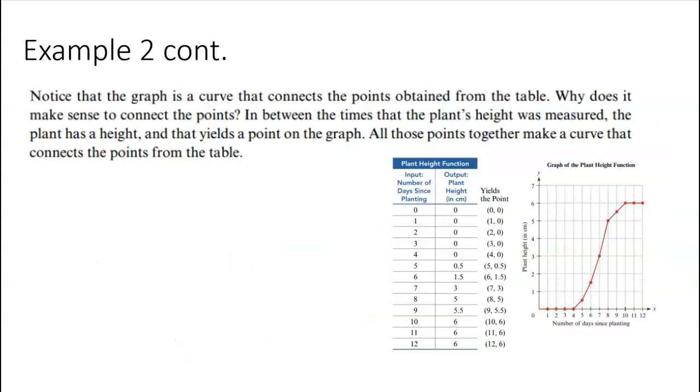If we notice that the graph is a curve that connects the points, why are we allowed to connect the points? Sometimes we don't connect points. We can connect the points because in between the times that the plant was measured, the plant has a height. So that is the space in between. So between day 4 and 5, that plant is still growing. We're just not measuring it.